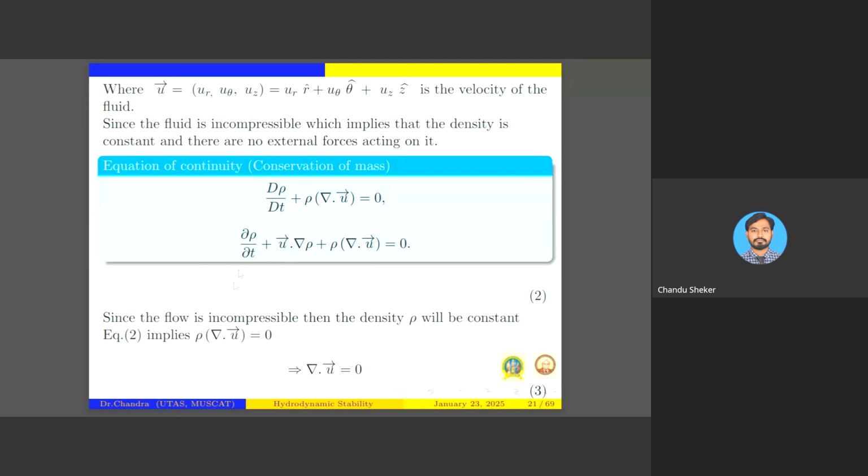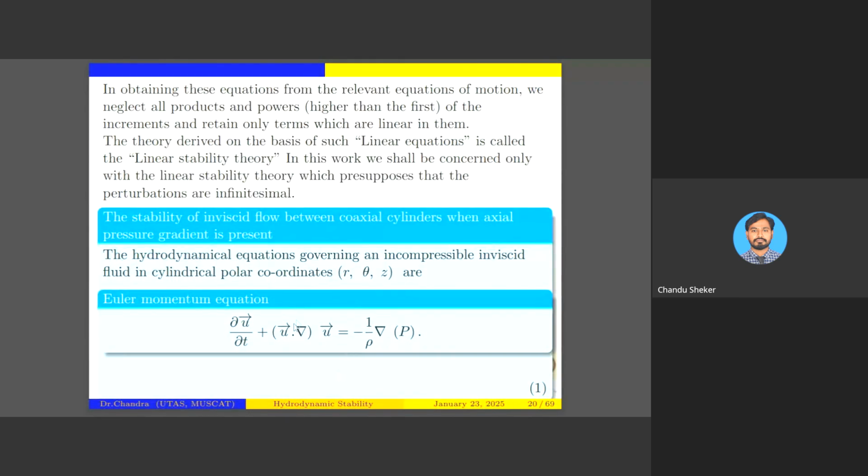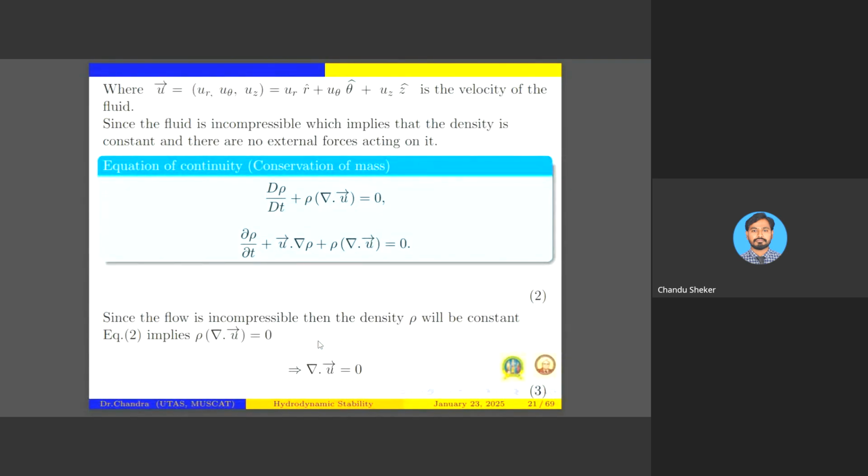Since rho is a non-zero constant, we can write del dot u bar equal to 0. So finally, from the equation of continuity we got only this term, del dot u bar equal to 0, that is equation 3. So finally we got two equations: one is the Euler momentum equation, and the next one is del dot u bar equal to 0. Now we are expressing these two equations in cylindrical polar coordinates.